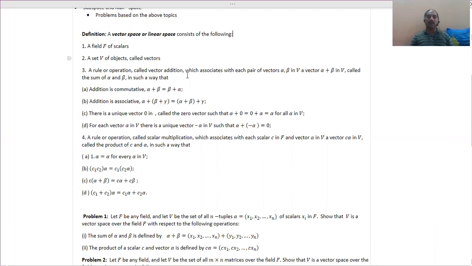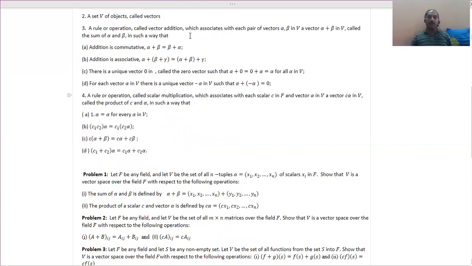V with respect to addition is an abelian group. Alpha plus beta belongs to V for every alpha, beta belonging to V. This is called the closure property. Alpha plus beta equals beta plus alpha, commutative, associative property, identity, inverse. Then after finishing the abelian group properties, there is scalar multiplication. Scalar multiplication means field to vector space, F cross V to V.